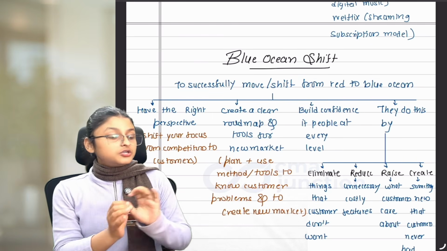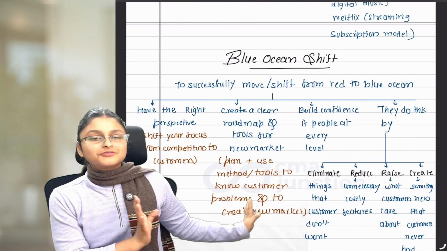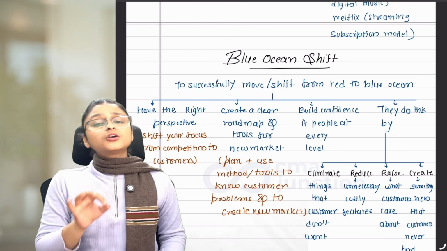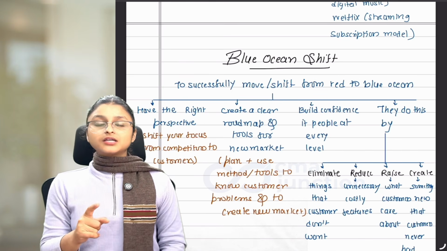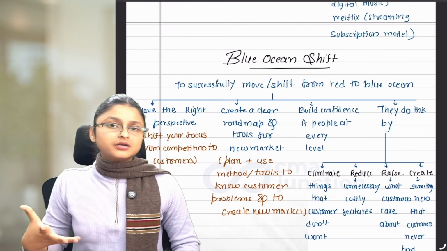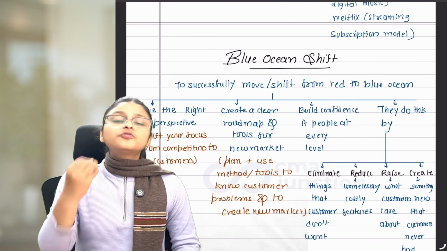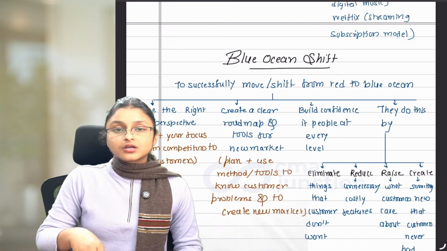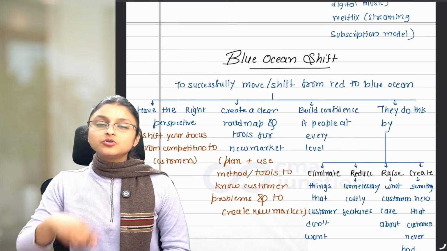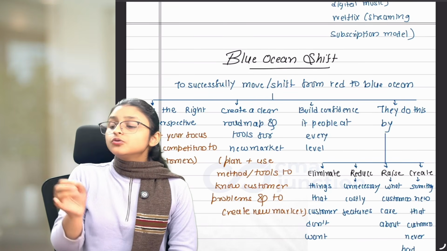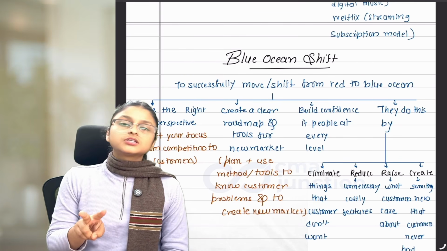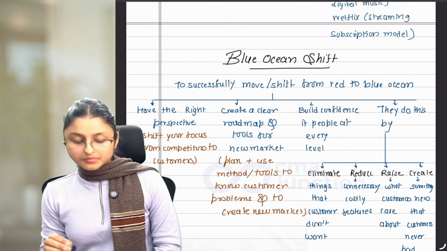And for that, you need to keep yourself away from the competitors and focus only on the customers. What are the problems customers are facing right now? How can we make customers happier? How can we do something different, something unique, something new for our customers? That is what the right perspective is all about. Create a clear roadmap and tools for the new market. If you are entering a new market, if you are going to do something completely new, you should have a plan for it and some tools which you can use to enter that particular market.